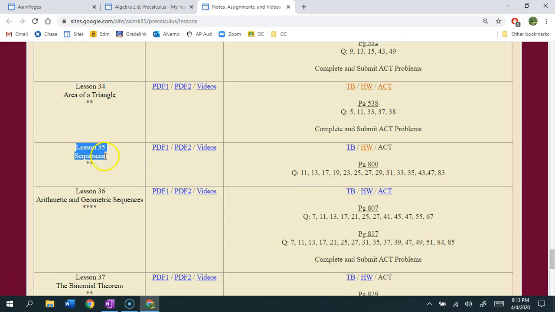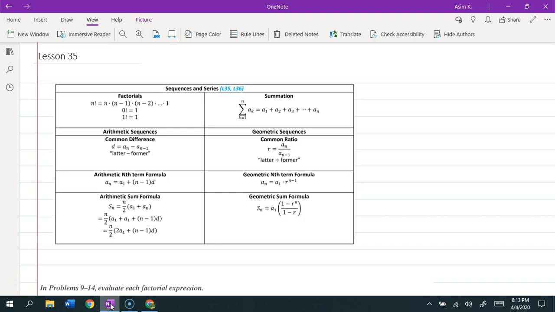Today we're going to learn lesson 35. It's called sequences. It's a way of thinking as well. All right, and I'll be sharing that with you as we go along.